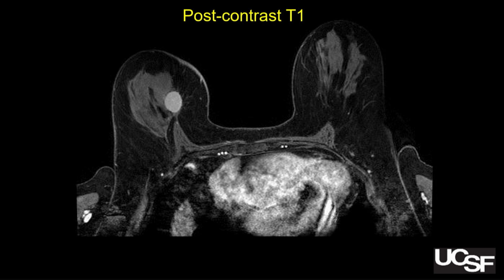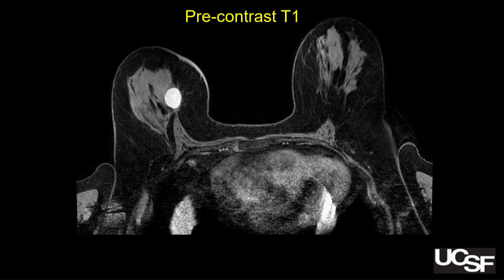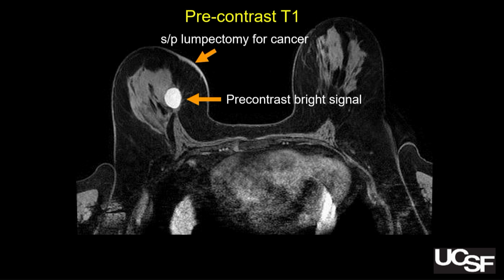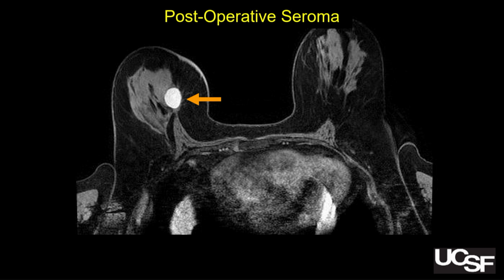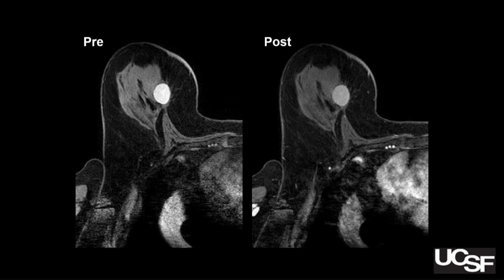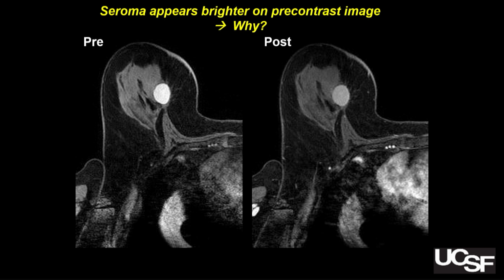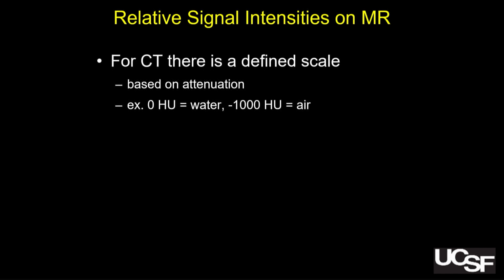Okay, case 8. I'm just going to show this to show the phenomenon. This is hopefully not a diagnostic dilemma, but there's a mass, there's the pre, and it's really, really bright. Patient had a lumpectomy for cancer. This is a postoperative seroma. So not a diagnostic pitfall, but sometimes I'm asked, why is it so bright on the pre? It looks less bright on the post. It's because of the gadolinium that comes on board later. So it's just relative signal intensities.